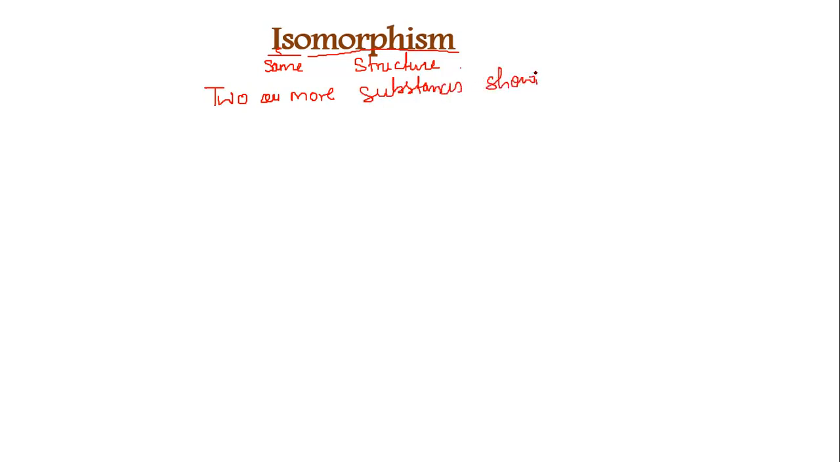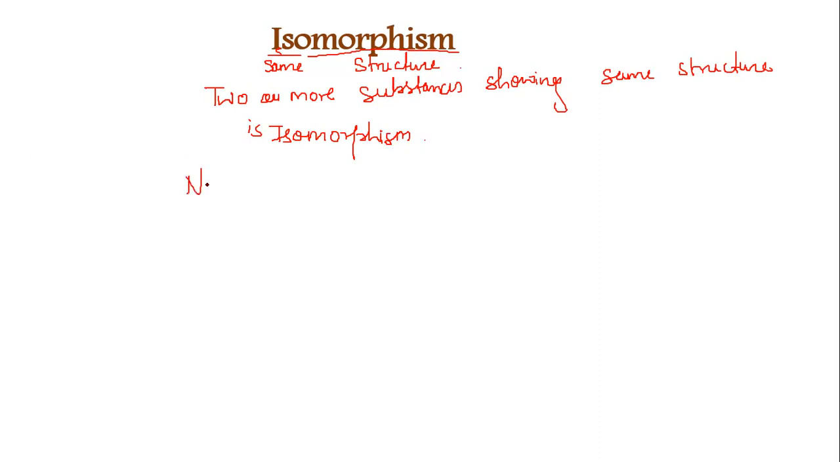showing same structure is isomorphism. अब सेम स्ट्रक्चर शो करने के पीछे रीजन है. Now what is the reason?